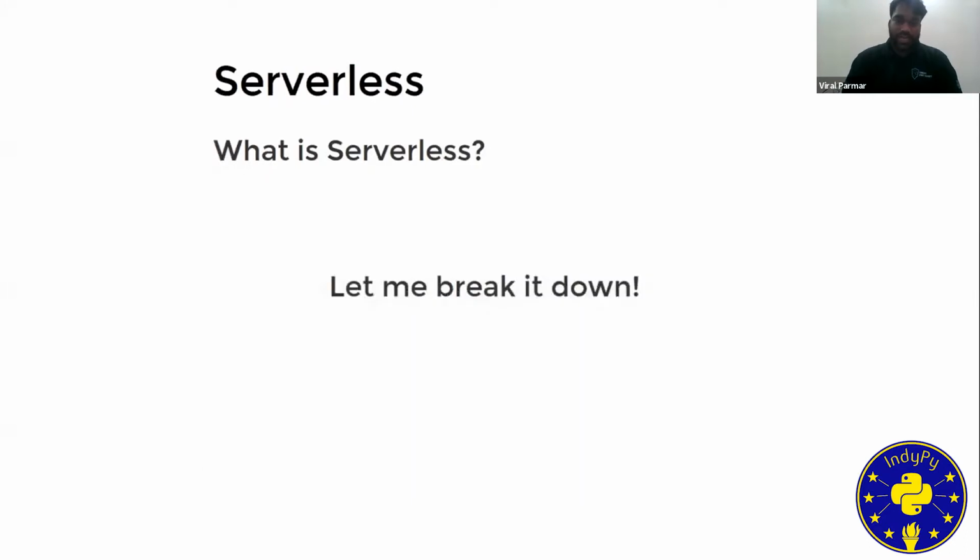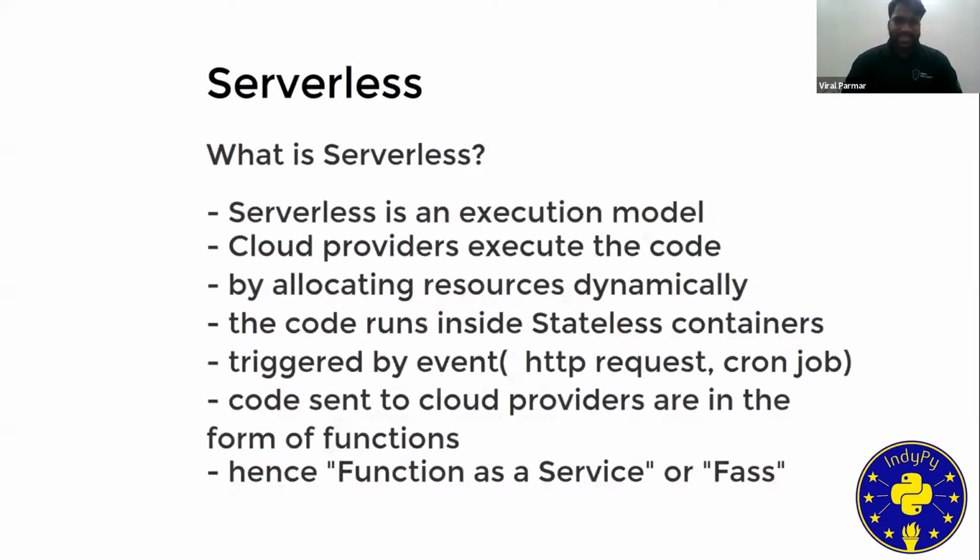Now, you'll be thinking, I didn't understand what the person is saying, right? So let me break it down for you in a way that is very easy to understand. Serverless is an execution model where your code is executed by the cloud provider by allocating resources dynamically. Code runs inside stateless containers, triggered by events. You can create the code as a function and upload it to the execution model. It will execute it in a stateless container. Code sent to the cloud provider is in the form of functions.